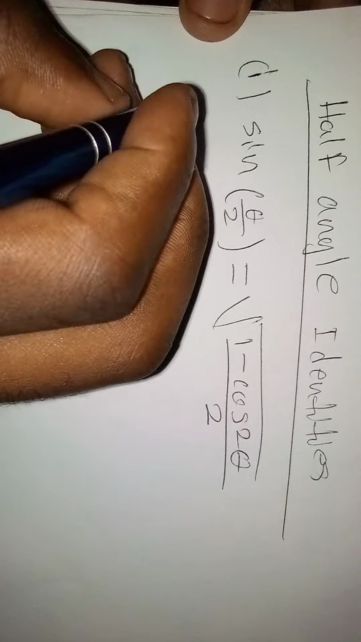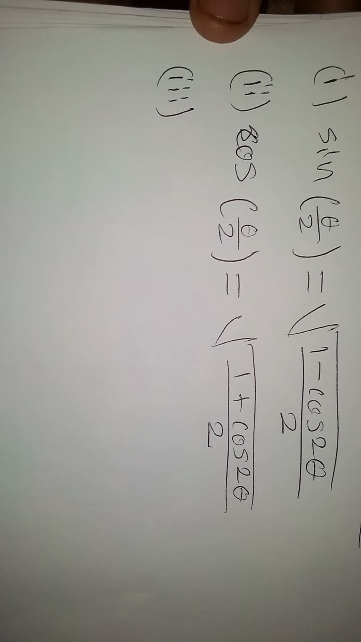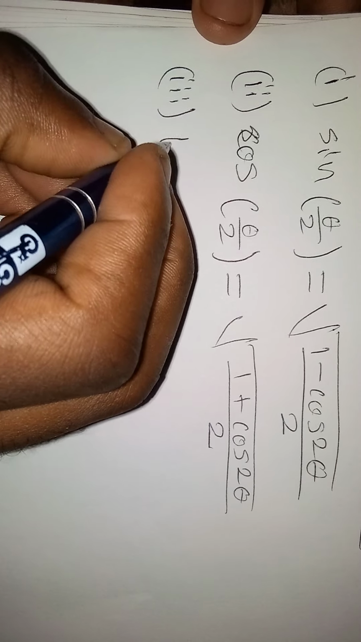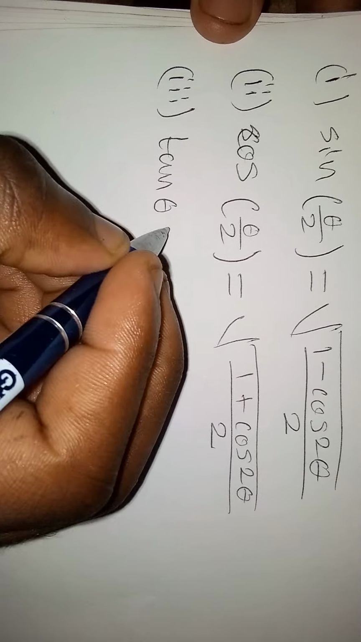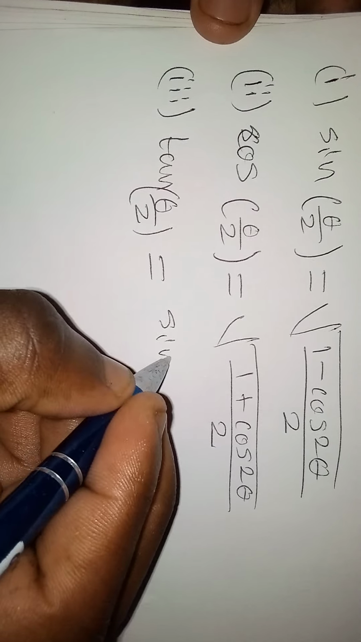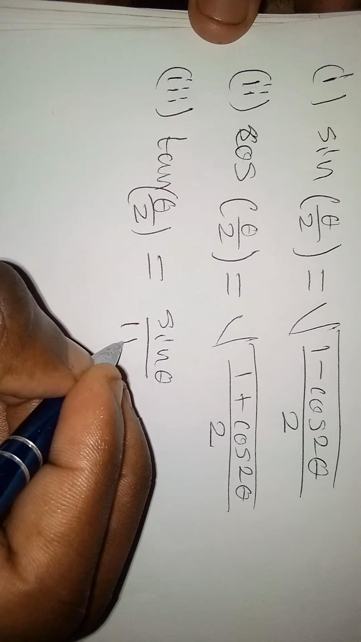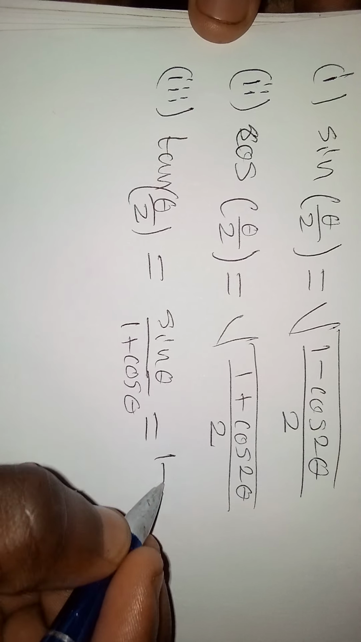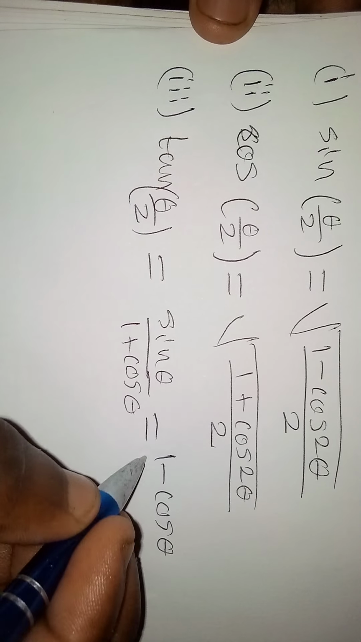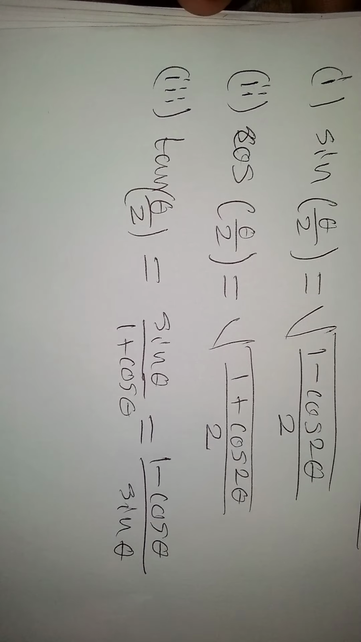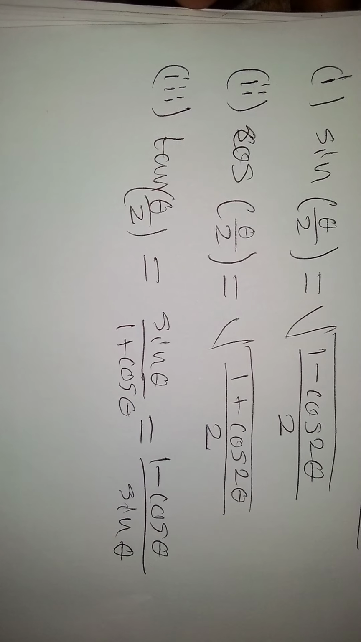Then the third one is tan theta over 2 is equal to sine theta over 1 plus cos theta, of which when you rationalize this, you obtain 1 minus cos theta divided by sine theta. Okay, so these are the only identities that are important for you to answer questions.